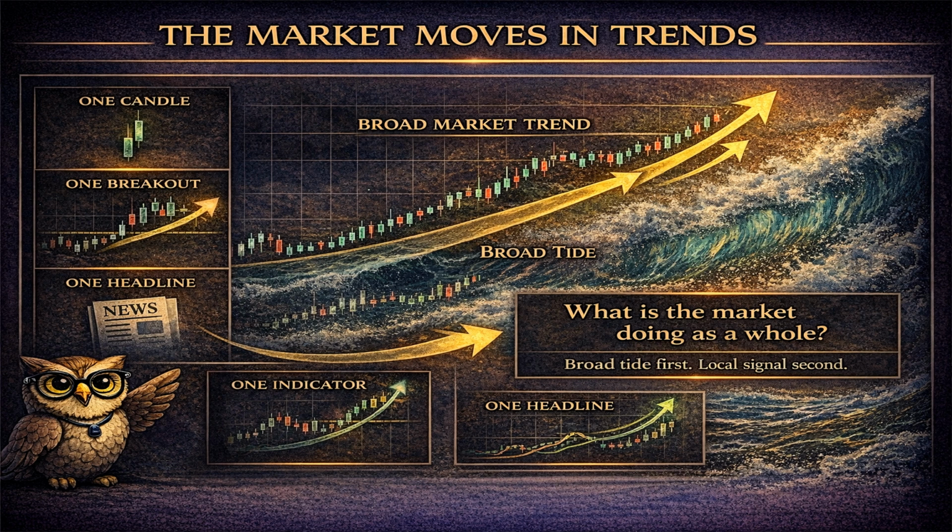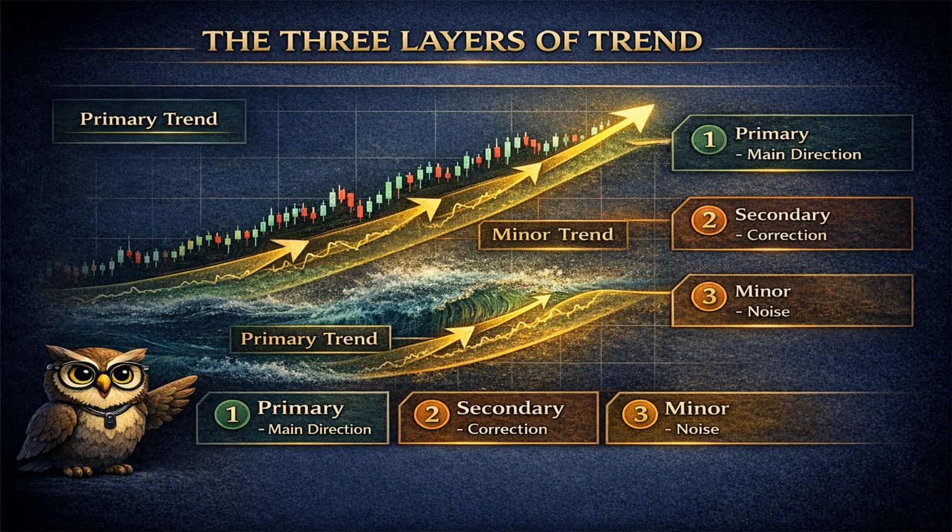Because if the broad tide is rising, a lot of boats rise with it. And if the broad tide is falling, 1 or 2 strong charts usually won't save you for long. That alone is already a major upgrade for most retail traders. Dow theory gives you a 3-layer model. Primary trend, secondary trend, minor trend.